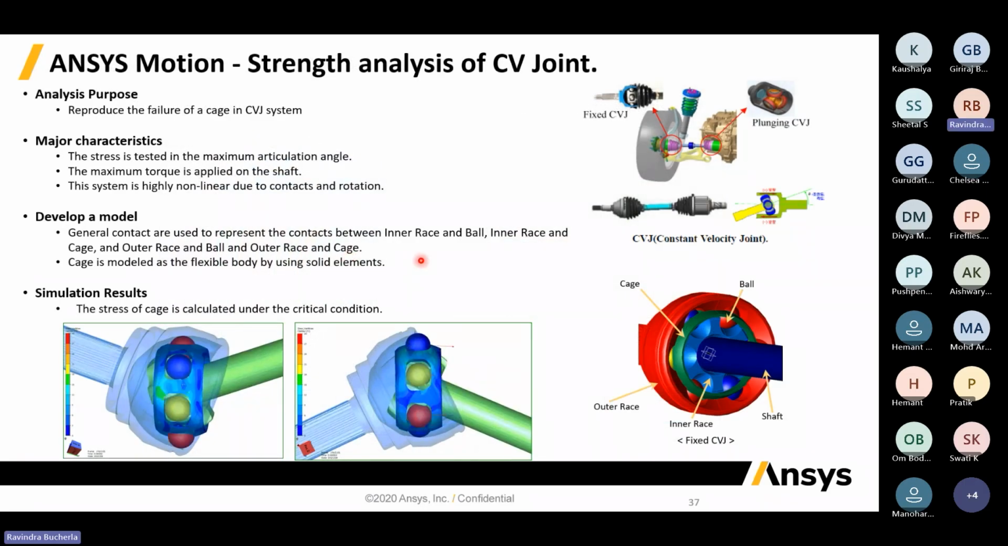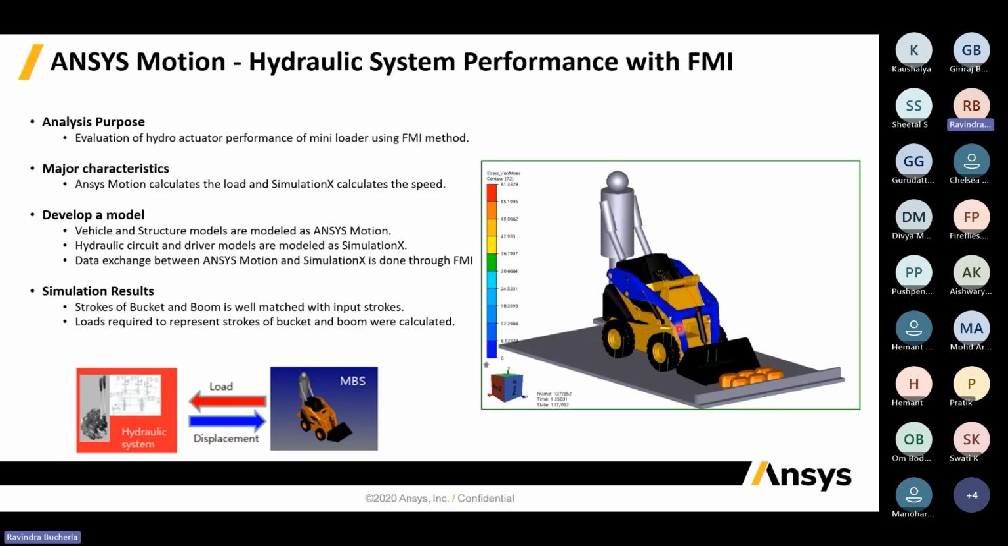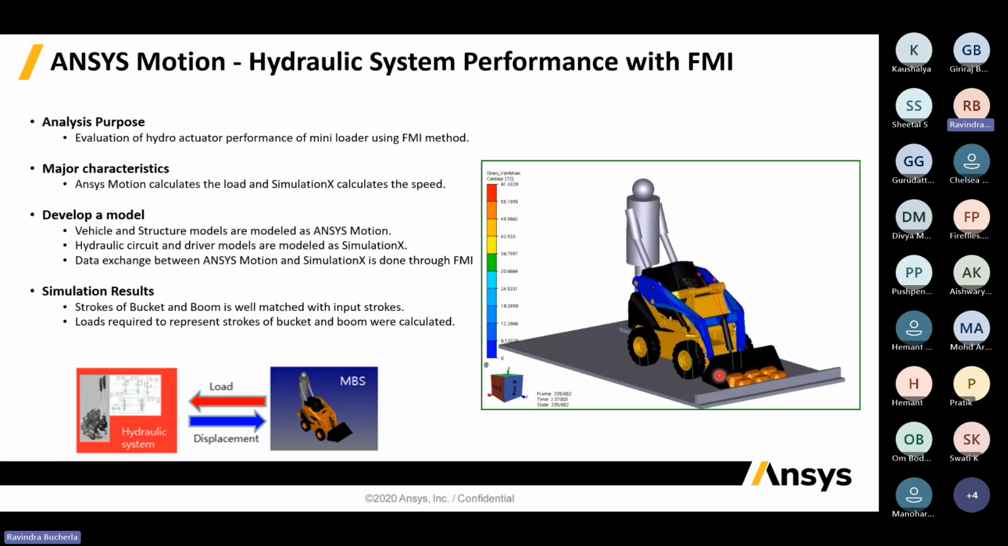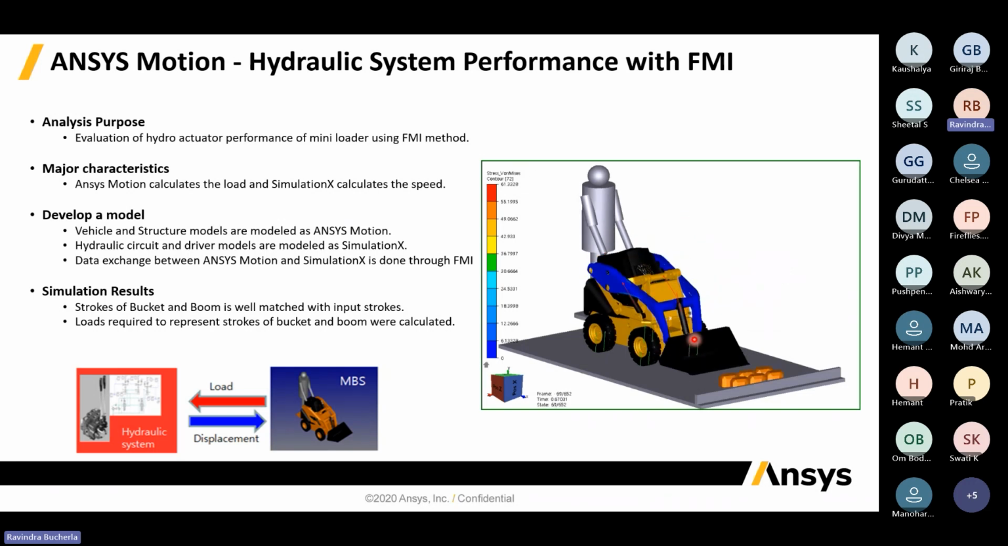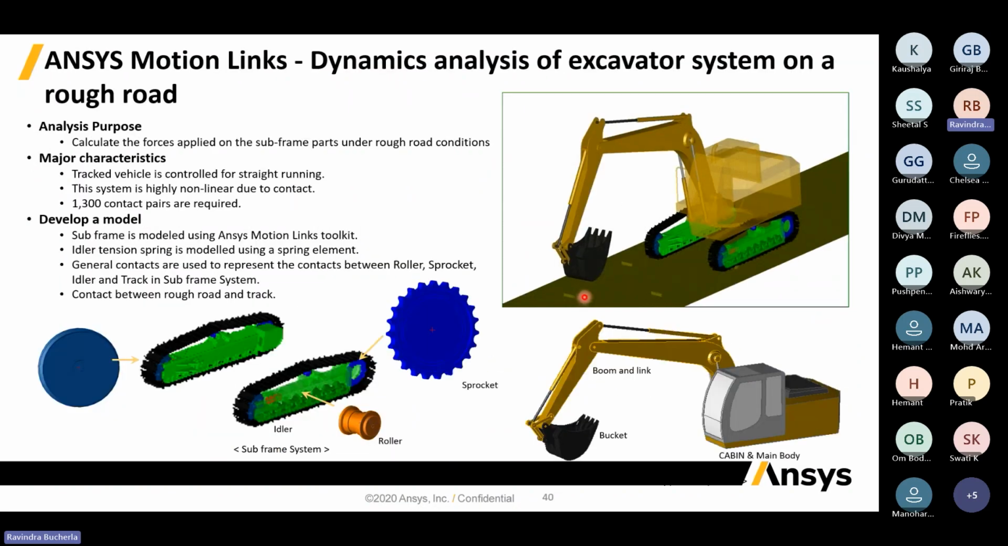And yeah, so this is one more case related to the CV joint, the strength analysis of the CV joint. Or if you want to simulate the complete mechanism, and when the mechanism is working, you want to analyze the forces that are required. Especially in this system, we are going with the hydraulic system integrated with fluid mechanisms. So how much pressure it needs to withstand, or what is the displacement of the hydraulic system it needs. Okay, so like that, we can integrate the motion solver with multiple things to go for the complete vehicle.